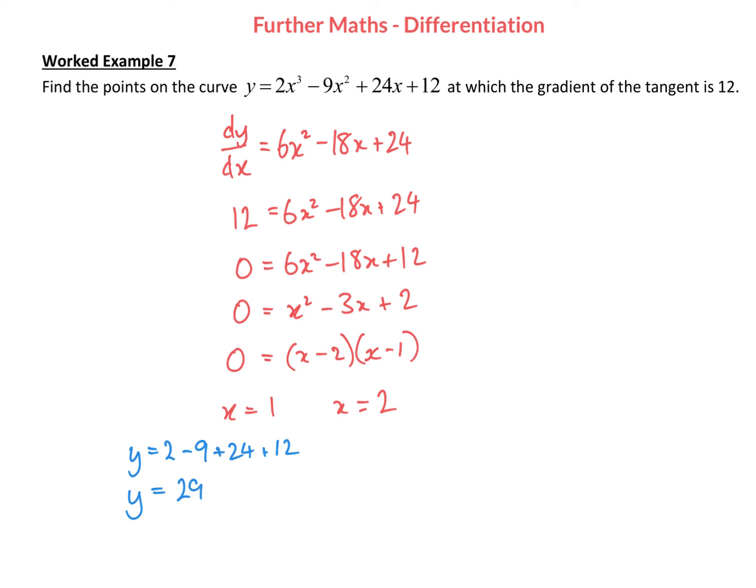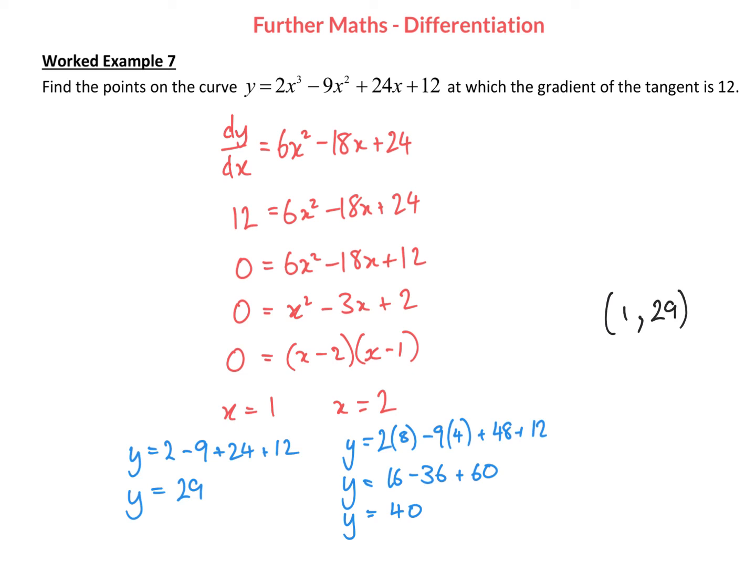On the other hand, when x equals 2, a wee bit more work to do. This is 2 times 2 cubed, so 2 times 8. Minus 9 times 2 squared, so 9 times 4. Plus 24 times 2, which is 48, plus 12. So y is 16 minus 36 plus 60. So y in this case is 40. And so the 2 points that we're looking for, when x is 1, we find that y is 29. And when x is 2, we find that y is 40.